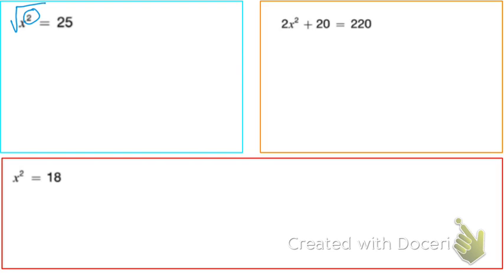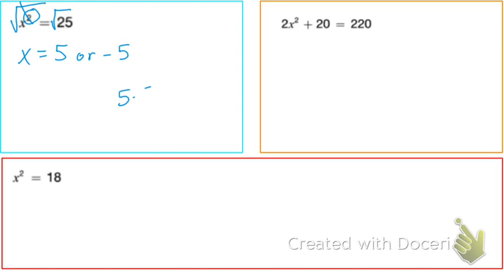And remember, what you do on one side of the equal sign, you have to do on the other side. So I'm going to take the square root on the right side as well. And what that does is it cancels out the square. So you're just left with an x. Now, if you put the square root of 25 into your calculator, it's going to tell you the answer is 5. But you need to know that it's also negative 5.